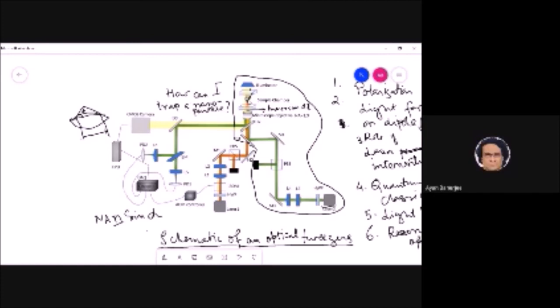Any other thoughts? If we increase the intensity, then it can also heat up the particle, no? Absolutely correct. That is a dangerous thing.